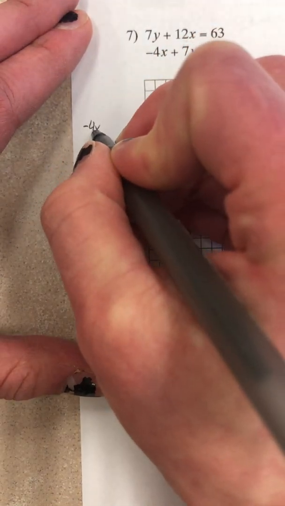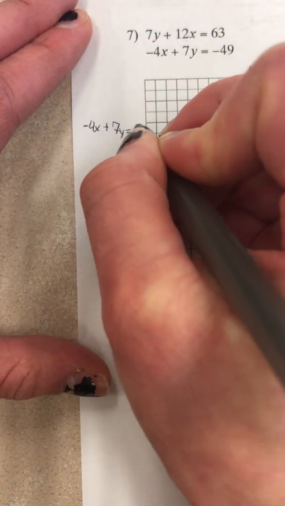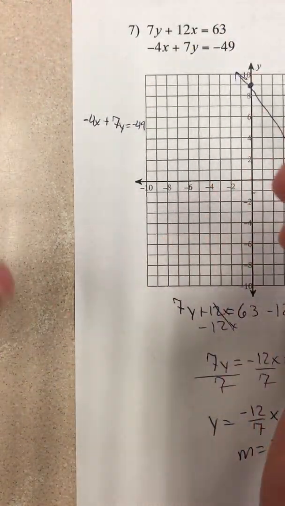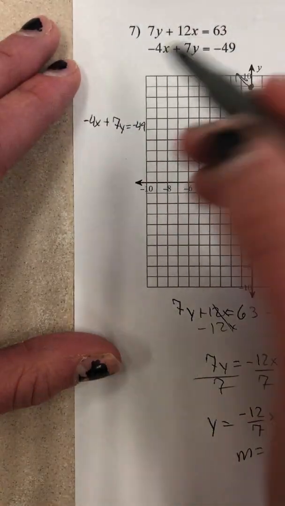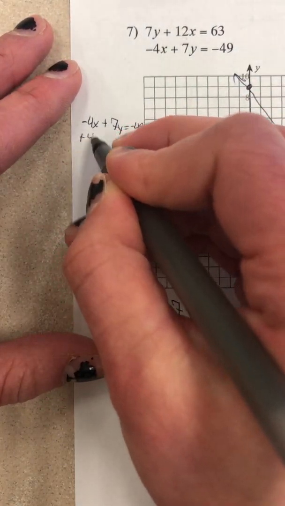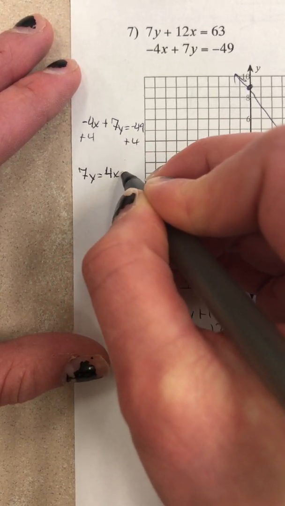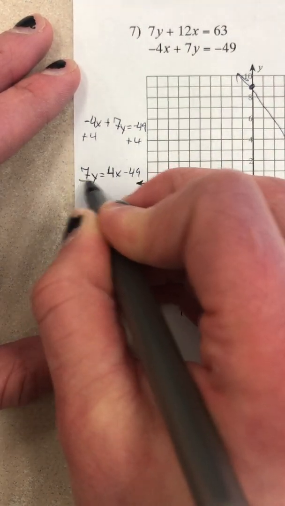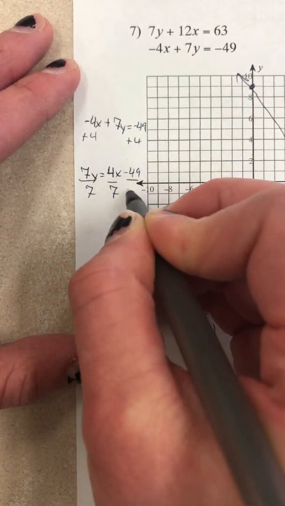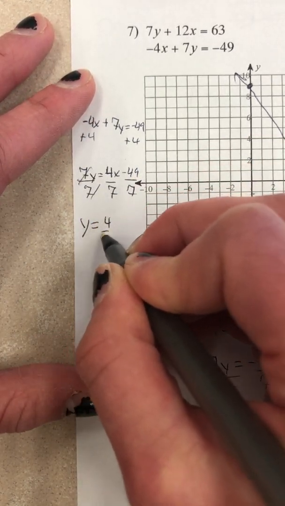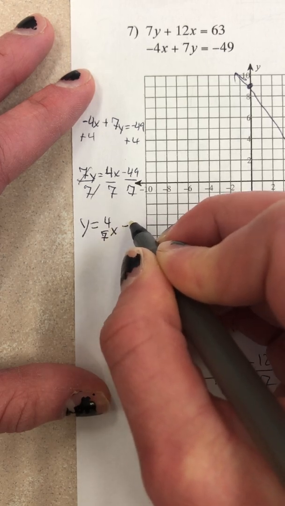And our other one, we need to do the same thing for it. I'm going to write it over here. We still need to solve for y. So I need to get everything that is not y to the other side. This is a negative 4, so we're going to add 4. That gives me 7y equals 4x minus 49. We're going to divide by 7. Those are going to cancel out, giving me y equals 4 sevenths x minus 7.